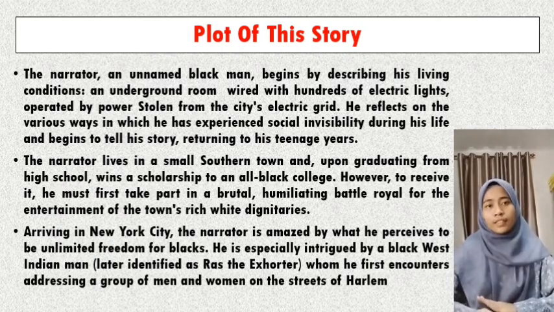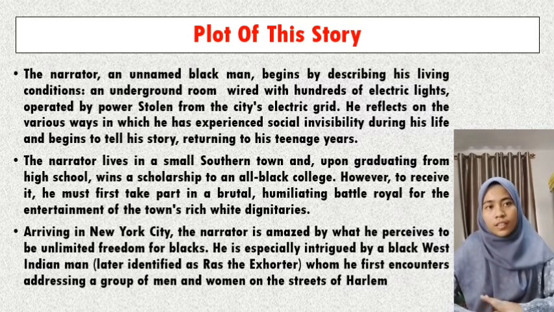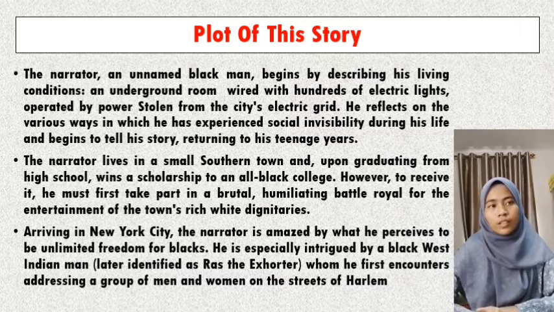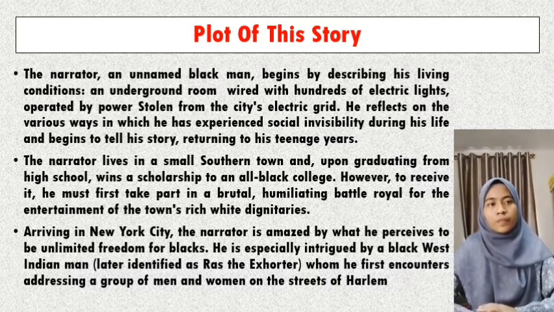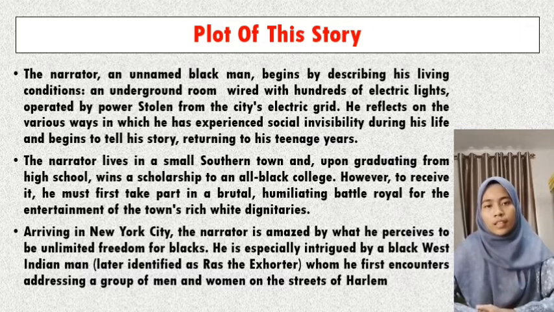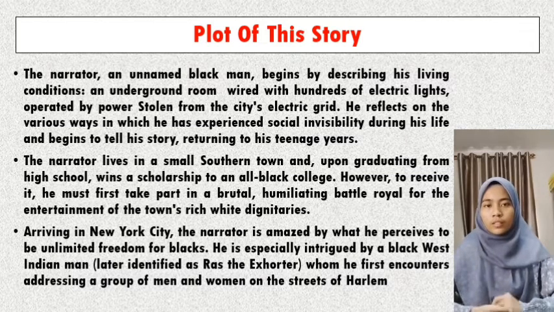The plot of this story is that the narrator, an unnamed black man, begins by describing his living conditions, an underground room wired with hundreds of electric lights operated by power stolen from the city electric grid. He reflects on the various ways in which he has experienced social invisibility in his life and begins to tell his story, returning to his teenage years.